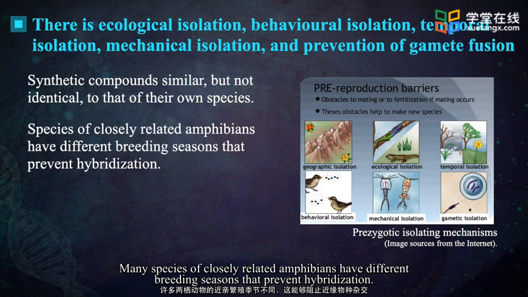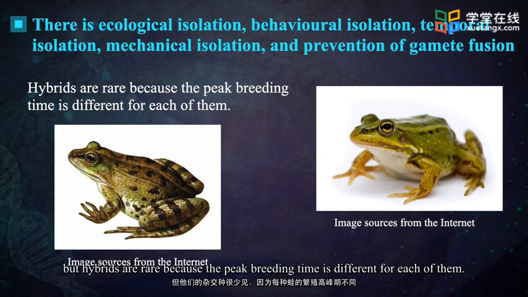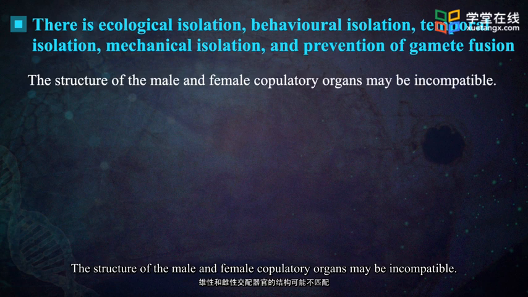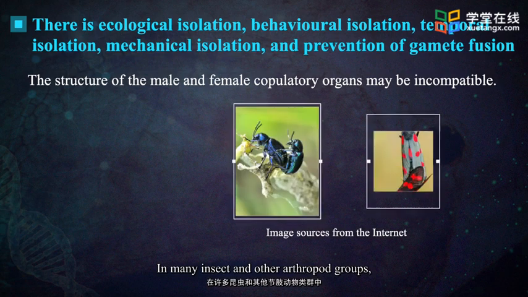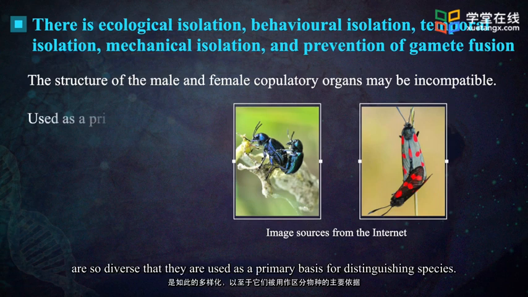Many species of closely related amphibians have different breeding seasons that prevent hybridization. For example, 5 species of frogs of the genus Rana occur together in most of the eastern United States, but hybrids are rare because the peak breeding time is different for each of them. The structure of the male and female copulatory organs may be incompatible. In many insect and other arthropod groups, the sexual organs, particularly those of the male, are so diverse that they are used as a primary basis for distinguishing species.